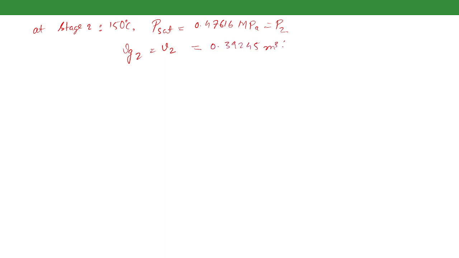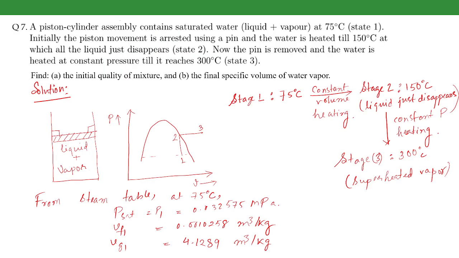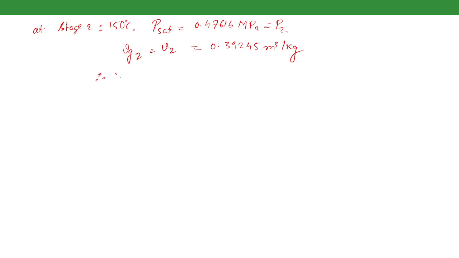And at state 2, that is 150 degrees Celsius, the saturation pressure is 0.47616 MPa, and this is P2, and Vg2, which is V2, is 0.39245 meter cube per kg. Why? Because at state 2 it is saturated vapor. For a rigid, fixed mass system, the specific volume remains the same. Therefore, V1 is V2, 0.39245 meter cube per kg.